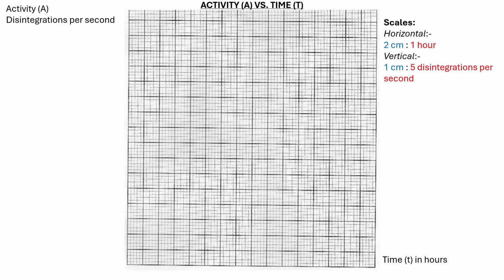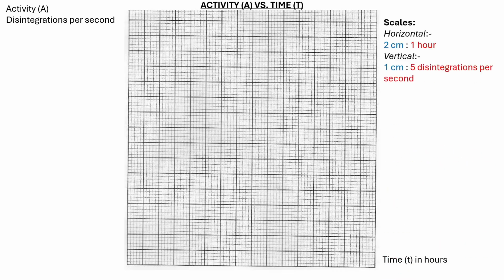So first thing you should do is to put a title. You get a point for that. Then label your axes. Time T in hours, activity A in disintegrations per second. Then you should choose a suitable scale and state it on your paper.